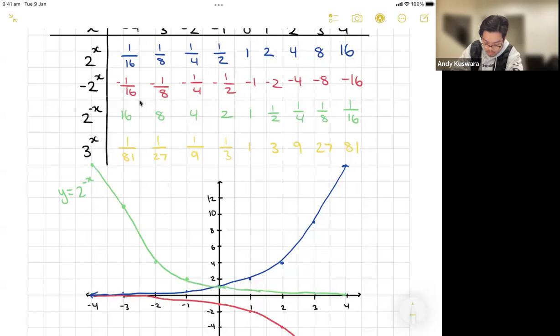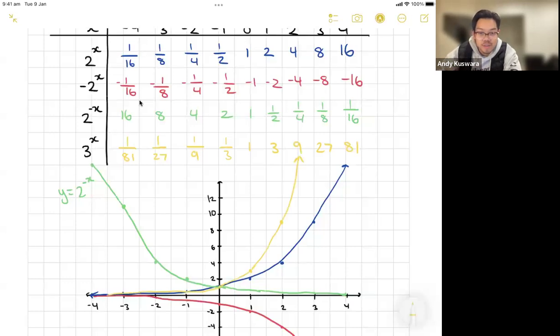So 1 would be, instead of 2, it'll be 3. 2 would be straight to the 9. And then from there, it's already 27. So it's essentially a lot quicker. So it's still that same line, but it grows a lot faster, a lot quicker.